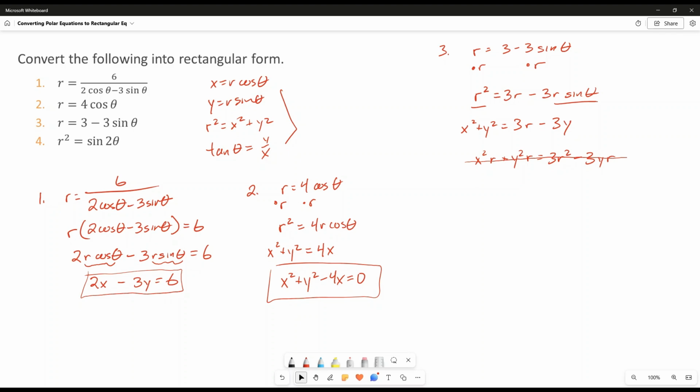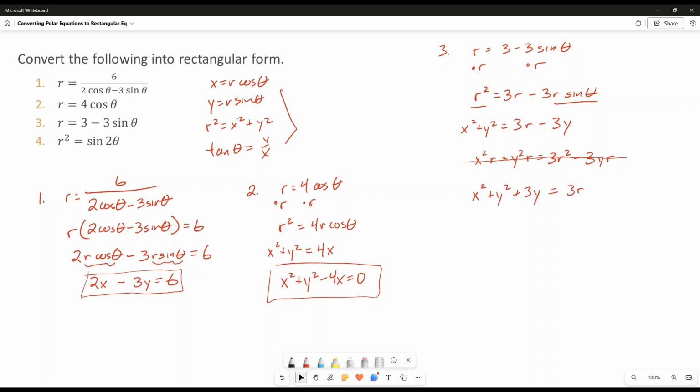So instead of multiplying by r, let's think about squaring the r to make it r squared. But to do that, you have to square both sides of the equation. And before we do that, let's isolate the term with the r. Okay, so I'm going to take the minus 3y and add it to the left side. So I'm going to have the equation x squared plus y squared plus 3y, and that's equal to 3r.